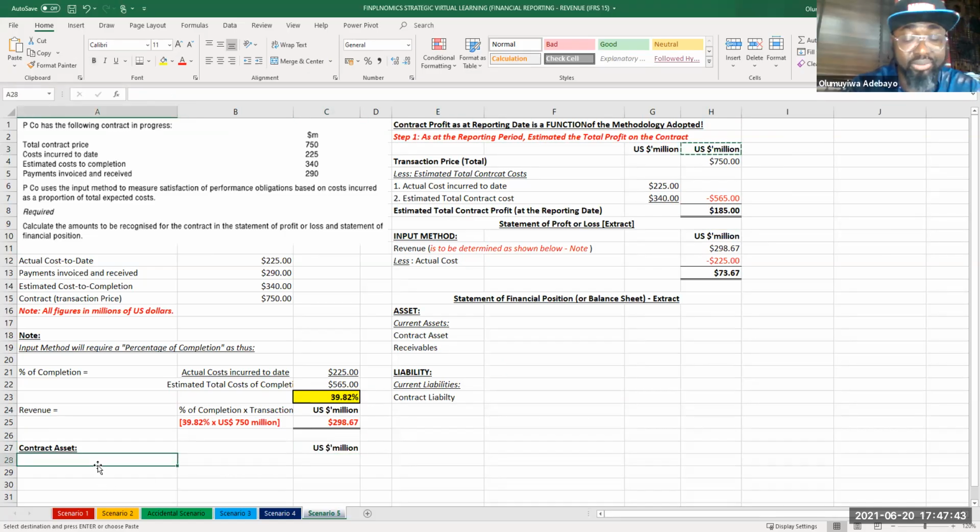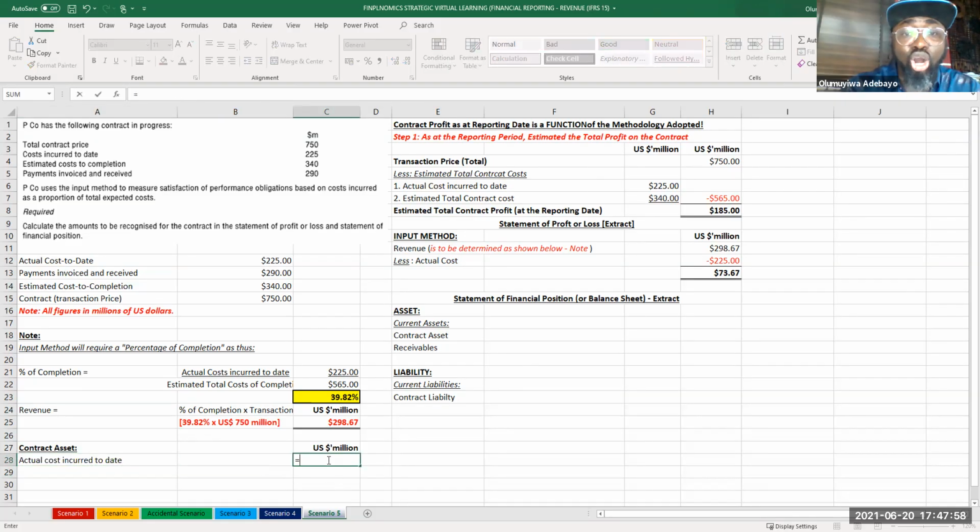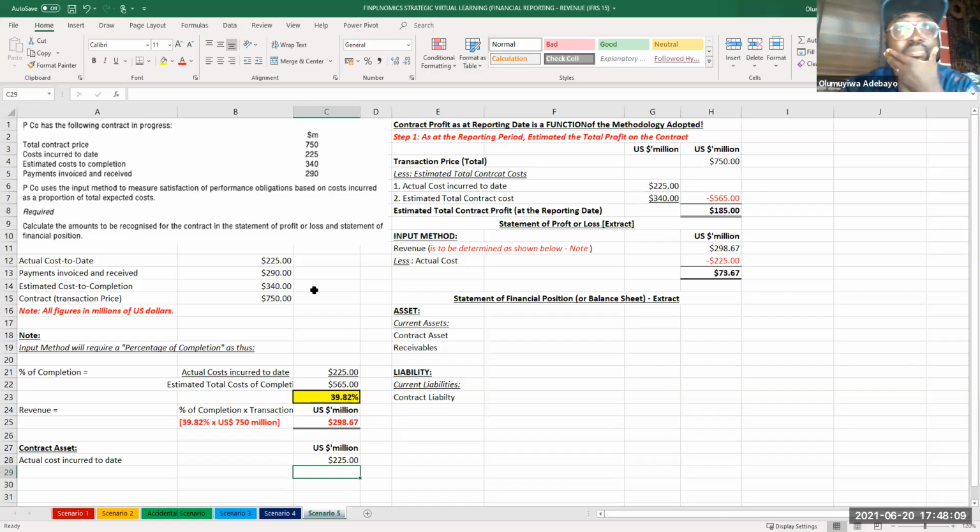How much has been built? So what is the actual work done? Actual cost incurred to date. All what you have incurred to date was 225. Is that not? Are you getting it? Yes.